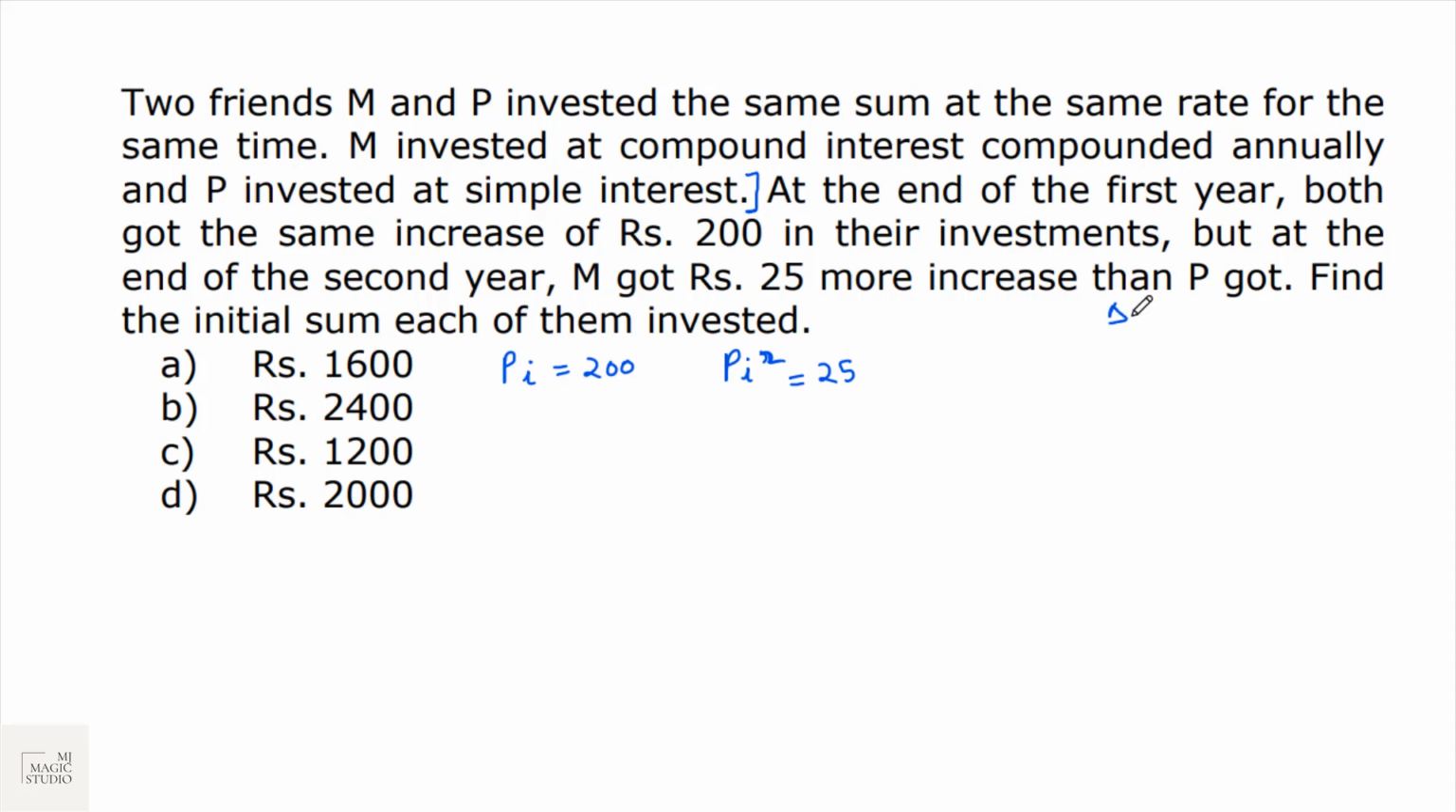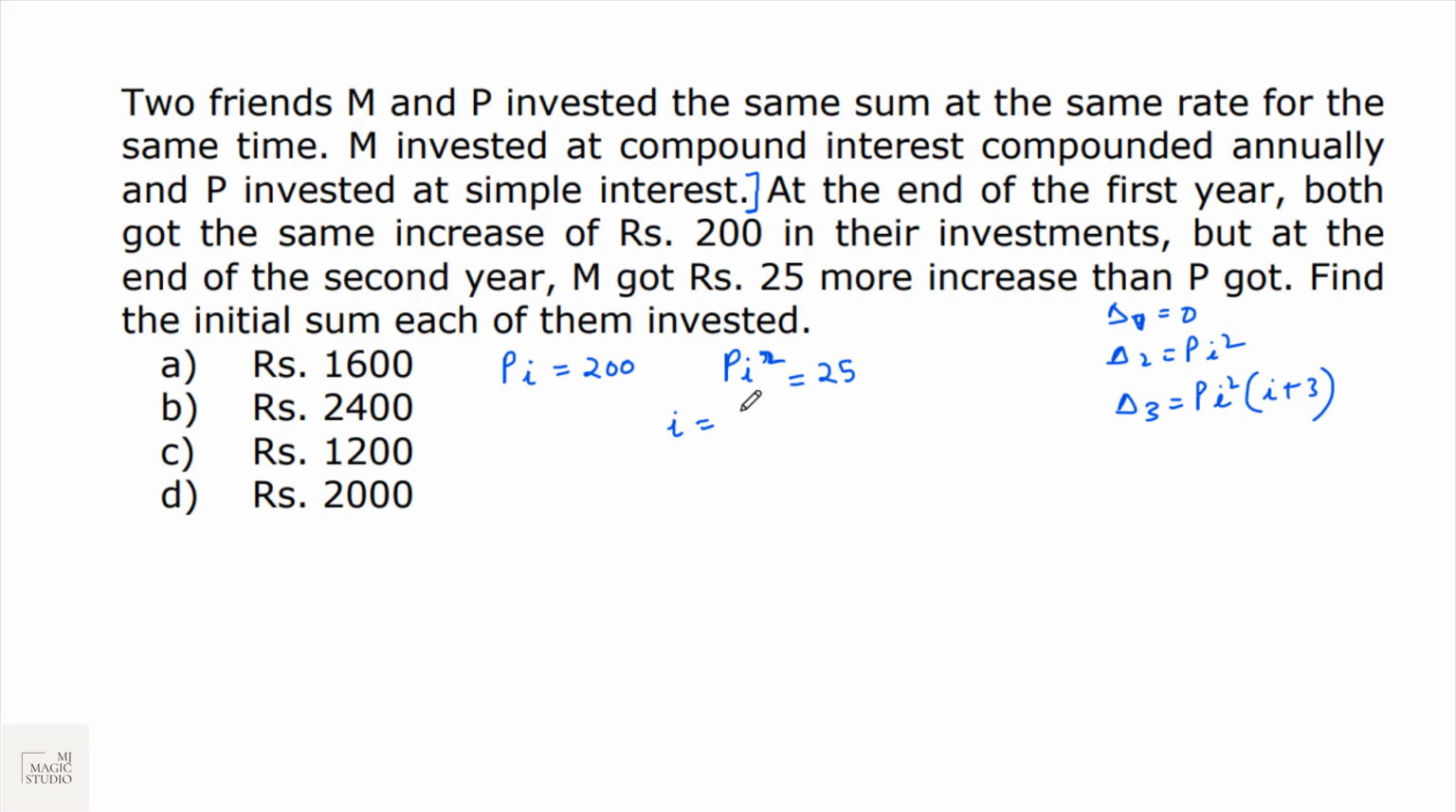These are the formulas we should know. Difference for the first year is 0. Difference for 2 years is PI squared. Difference for 3 years is PI squared into I plus 3, and so on. Find the initial sum invested by them. That means we need to find the value of P.